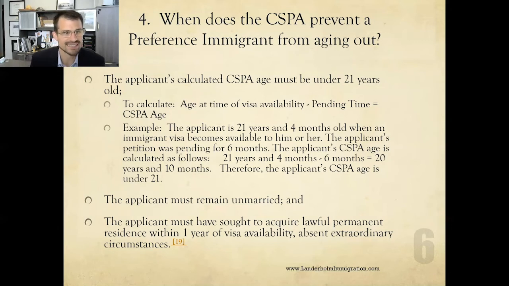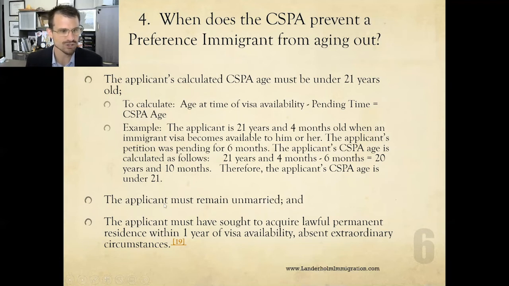Okay, so the example here is the applicant. Imagine the applicant is 21 years and 4 months old when an immigrant visa becomes available to him or her. In that situation, the applicant's petition was pending for 6 months. And so their age, their CSPA age, is calculated as follows. 21 years and 4 months minus 6 months equals 20 years and 10 months. So therefore, their age is under 21, and therefore they're still a quote-unquote child, as long as, and this point is true, they have to still be unmarried throughout the process.